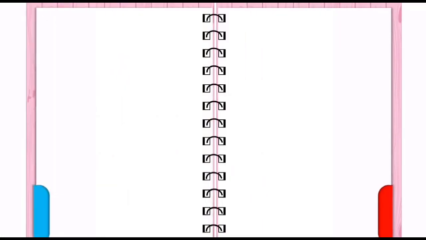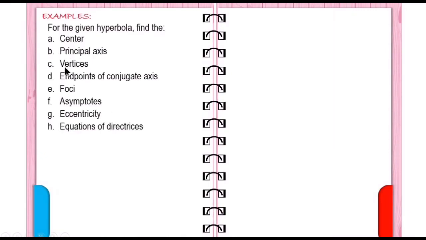Another example. Let us also find the center, principal axis, vertices, endpoints of conjugate axis, foci, asymptotes, eccentricity, and equations of directrices of the hyperbola 25y squared minus 36x squared equals 900. First, reduce the equation to standard form. Para maging 1 dito sa right side, we divide the equation by 900. So we have y squared over 36, since 25 over 900 is 1 over 36, minus x squared over 25, since 36 over 900 is 1 over 25, equals 1.